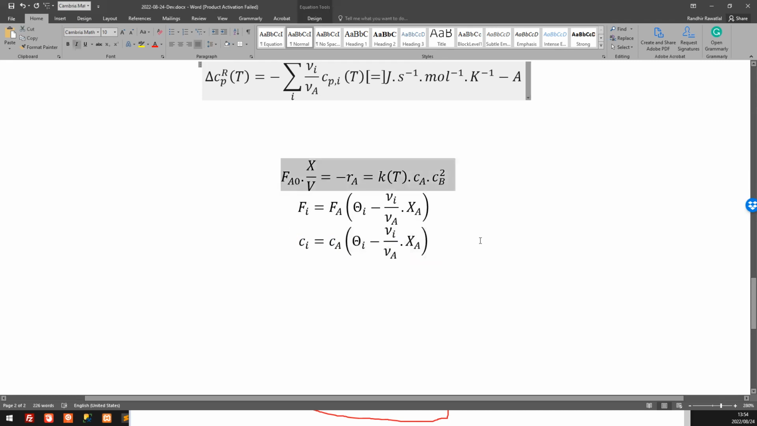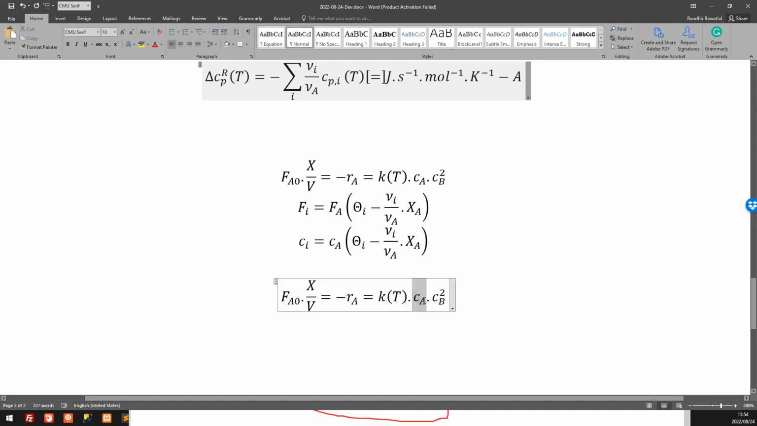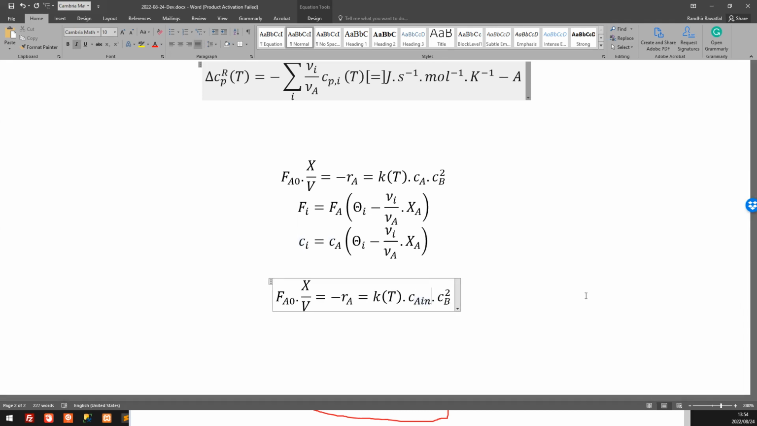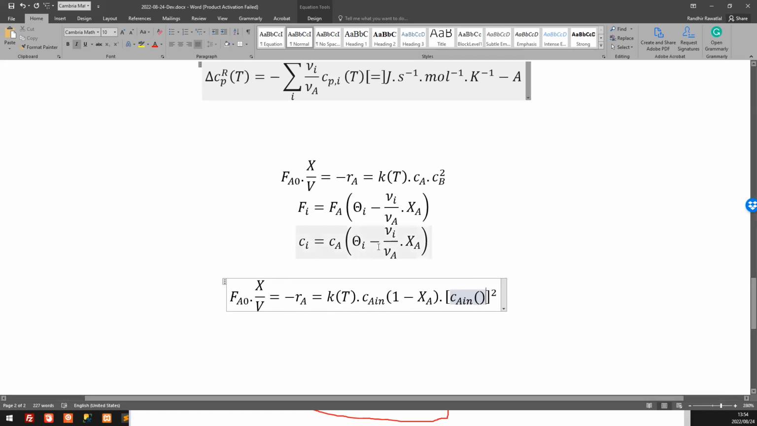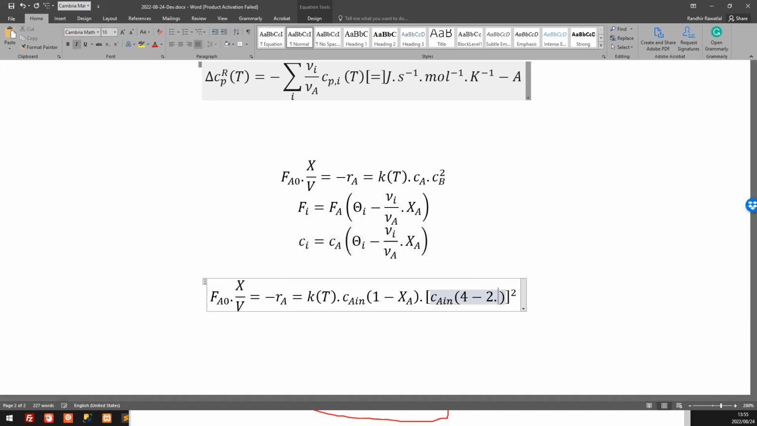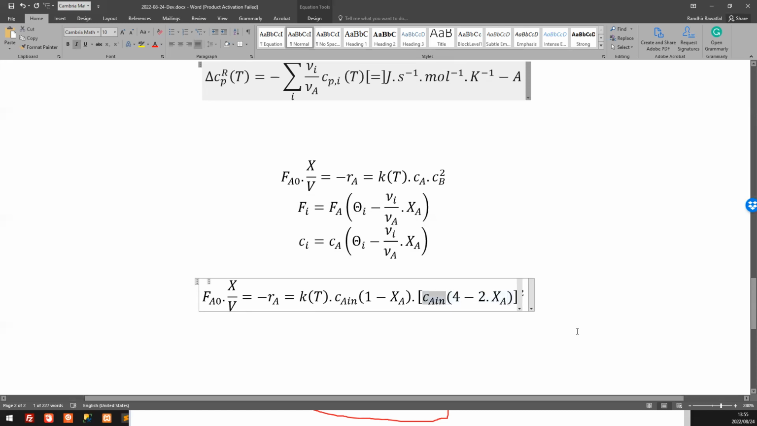The reason I did all that is because we want to get rid of these concentrations. So Ca we can always write as Ca in times 1 minus XA. And Cb squared, we can write as Ca in times theta b, which we said is 4, plus nu b over nu a, which is minus 2 over minus 1, so that's going to be 2 times XA. Let me actually do this on a separate line here.